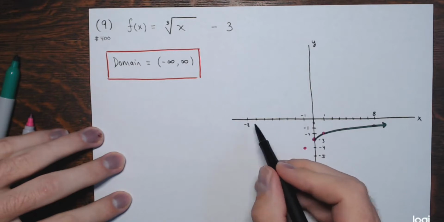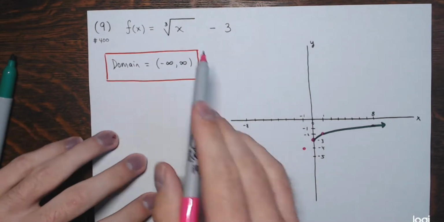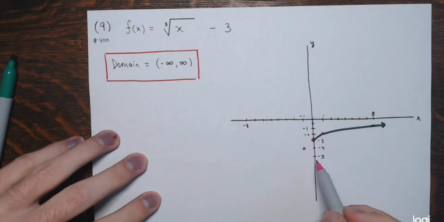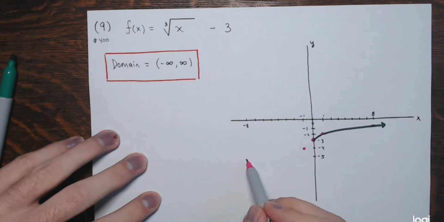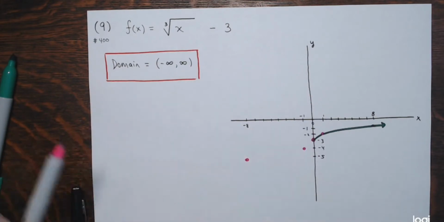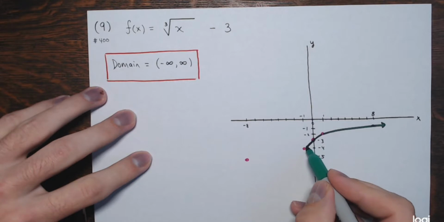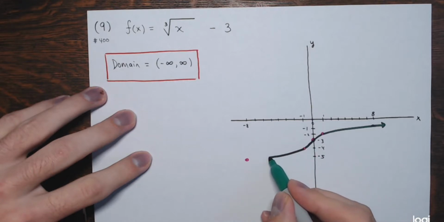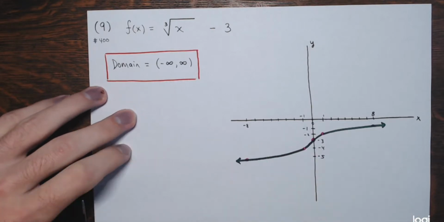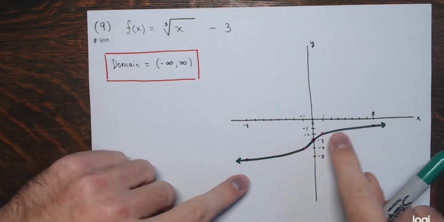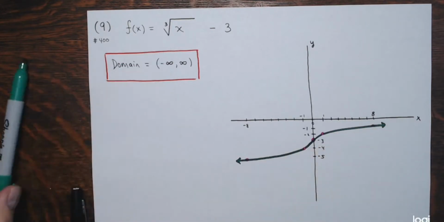So input negative 8, the cube root of negative 8 is negative 2, minus 3 is negative 5, right? Output negative 5, and there you go. All right, and if you start at this point, 0, negative 3, and go left on this graph, it's going down forever, just very slowly. And again, we have one of these elongated S shapes for a cube root function.